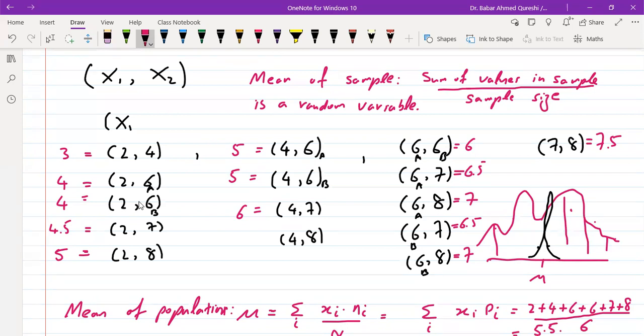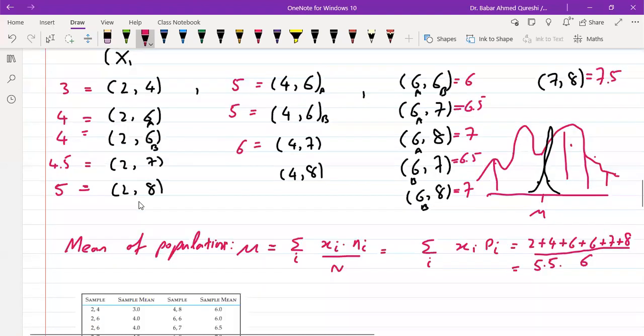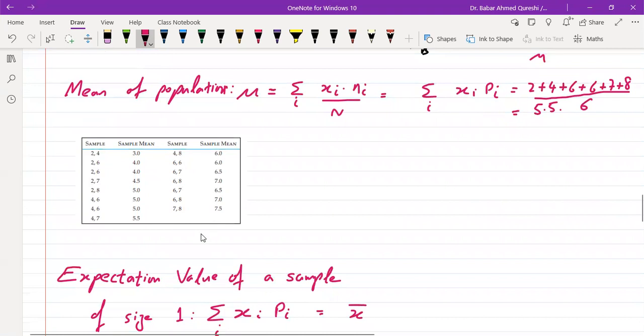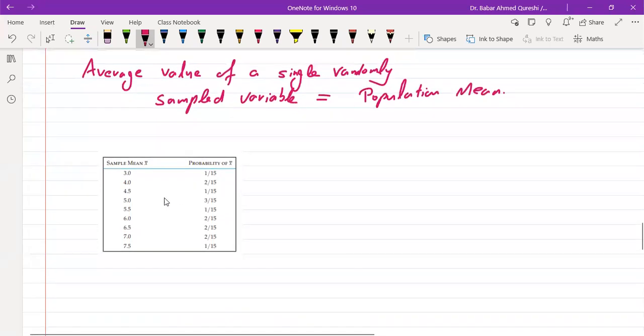Like I can see that 5 turns up 3 times. So its probability is 3 by 15. While 3 turns up only once. So its probability is 1 by 15. So I can draw, I had tabulated them over here as well. These are the samples and these are the sample means. And I can compute this probability by just counting how many times a value turns up over there.